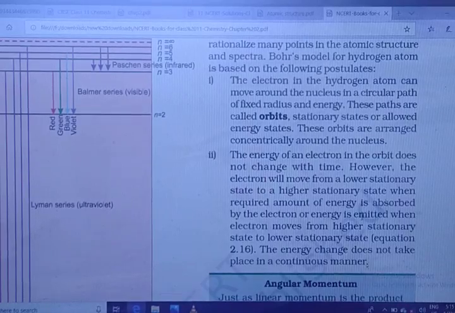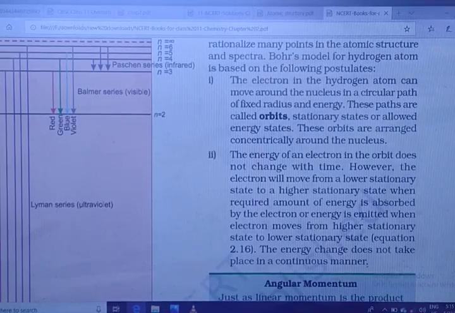What does it mean? Remember, first of all, just think about the nucleus. In the nucleus, protons and neutrons are there. Now, these electrons are bound by the electrostatic force towards the nucleus, so they are stationary. Still, if they do not get energy, they will not move to a higher energy level or fall to a lower energy level.